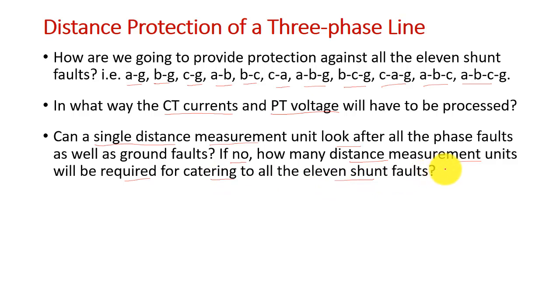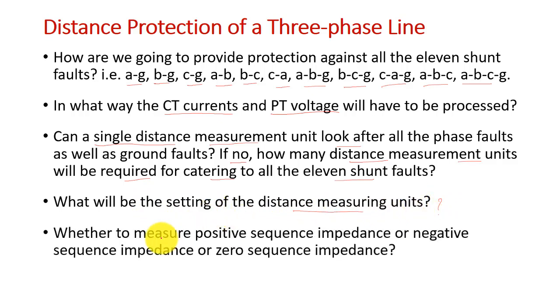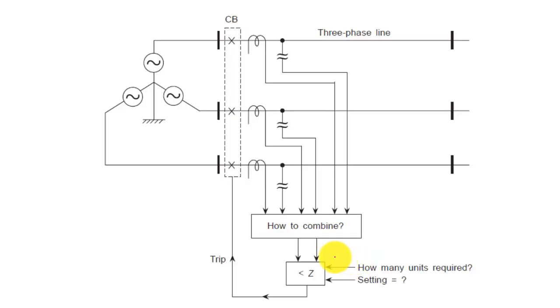So, this is very important. How many distance measurement units do we need to put? What will be the setting of the distance measuring unit? This is more important, we will see it, and then we will see whether to measure the positive sequence impedance or negative sequence impedance or zero sequence impedance, which type of impedance we need to measure for comparison. Okay, so let us see one by one.